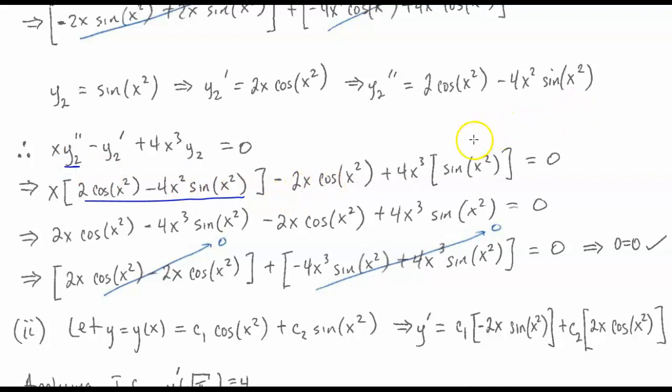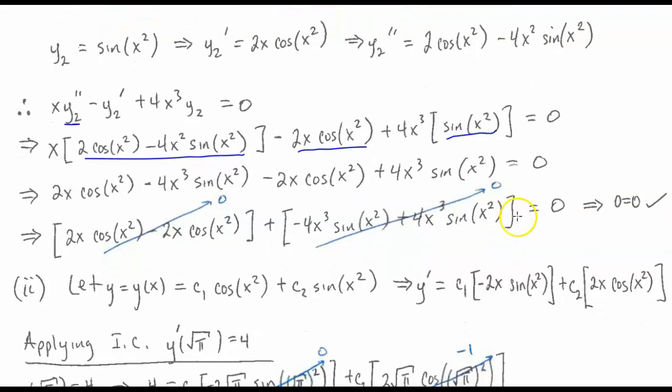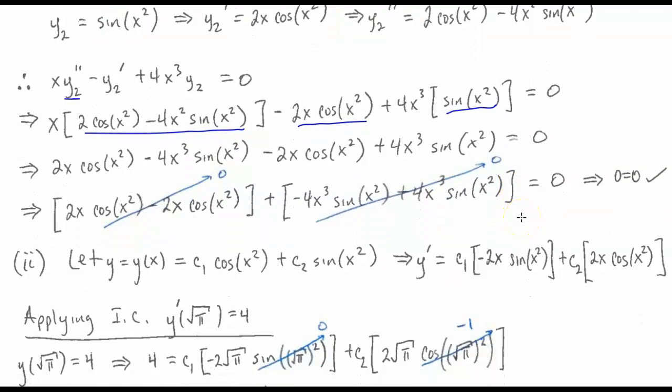Substitute in y sub 2 prime here, and then y sub 2 there. And again, you see that if we distribute the x and distribute the 4x cubed in the first and last terms respectively, work everything out, we end up getting that the left side equals the right side.